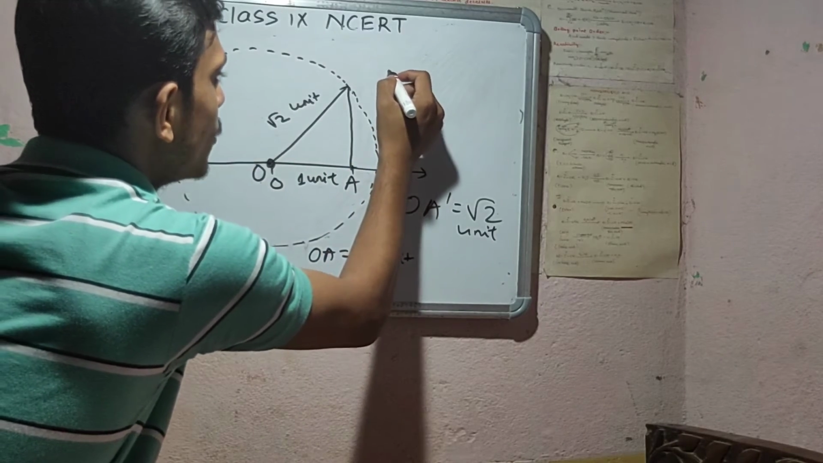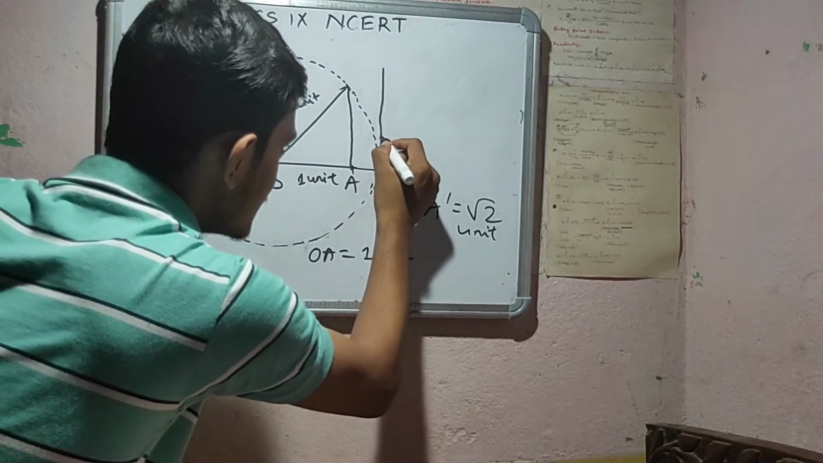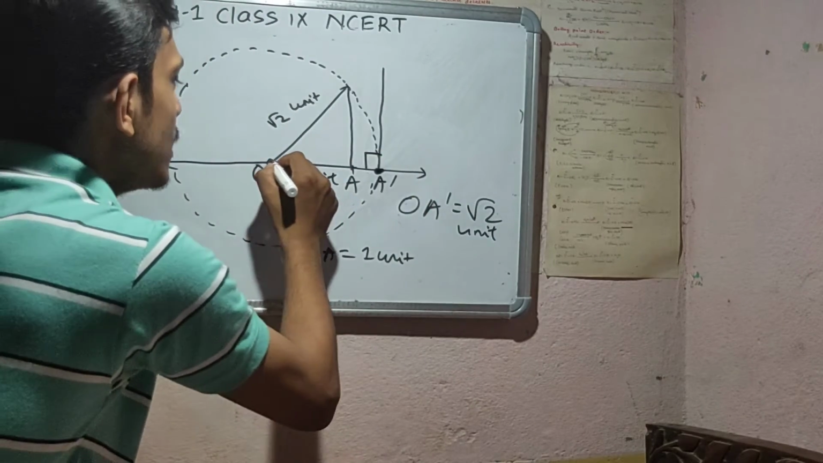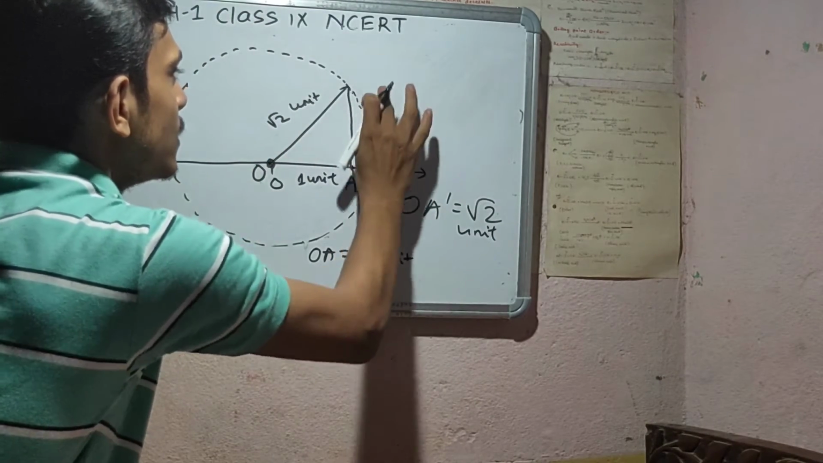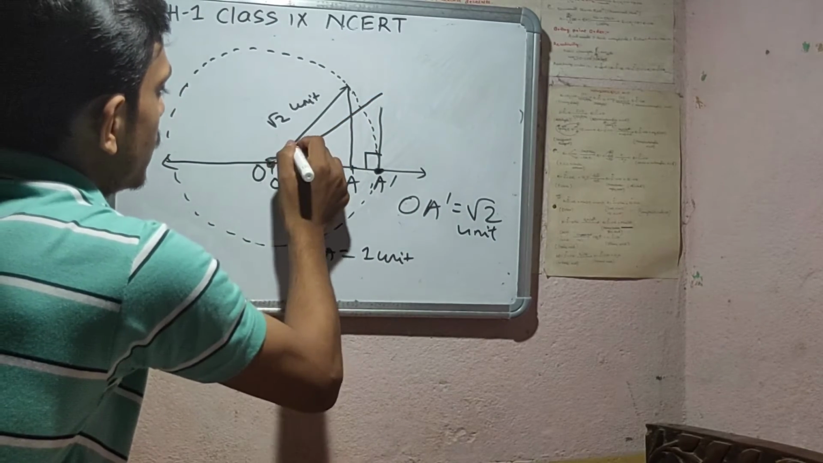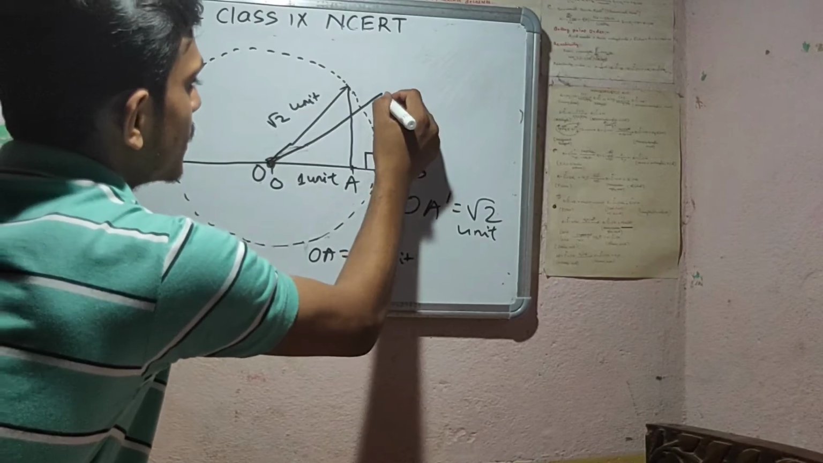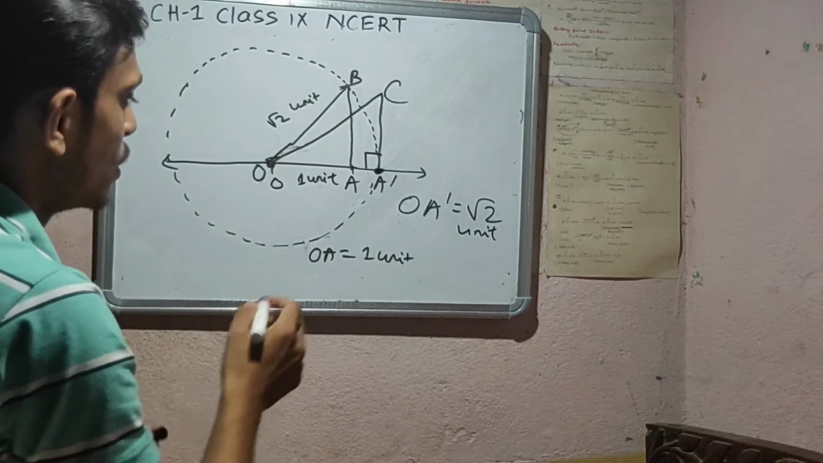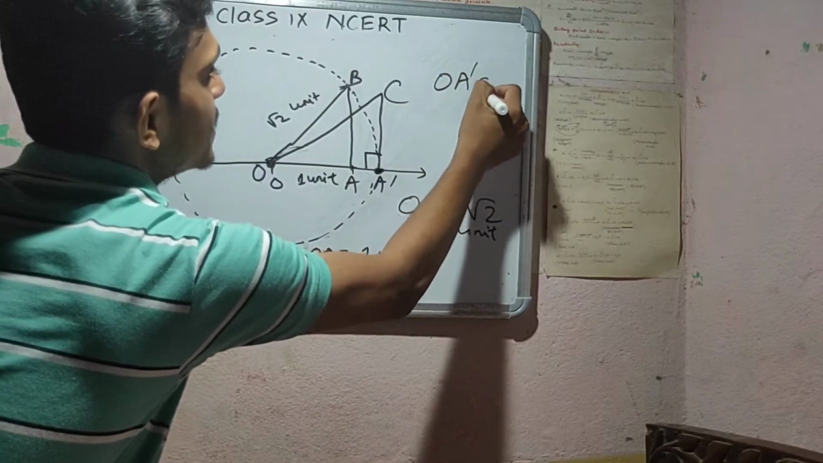Again, I would like to draw another right angle triangle on A dash. That is the right angle. Join the O, and let this be another point, let's suppose C. This was B and this was C. Suppose so, OA dash C. This is a right angle triangle.